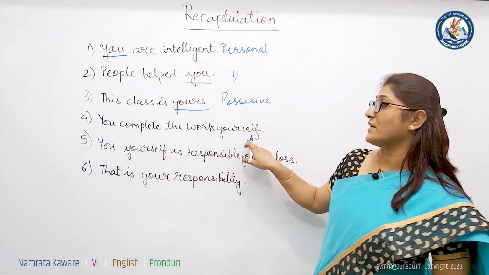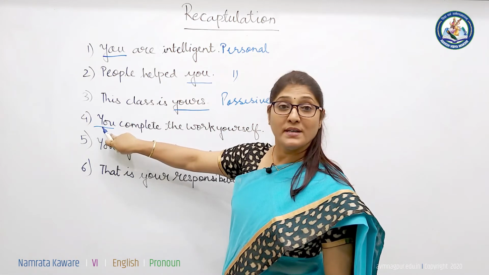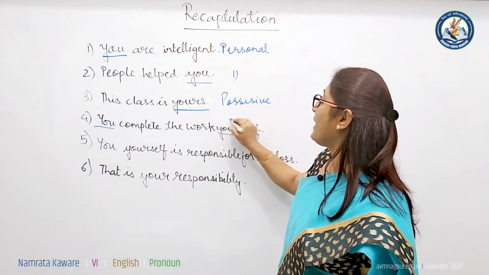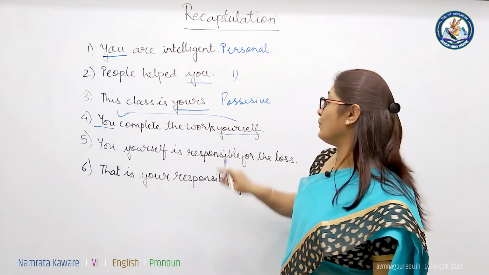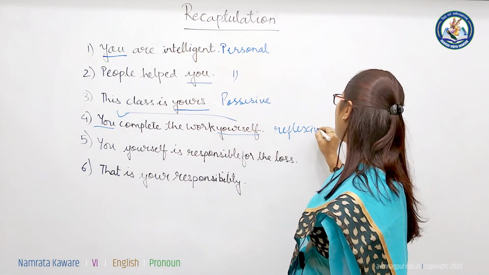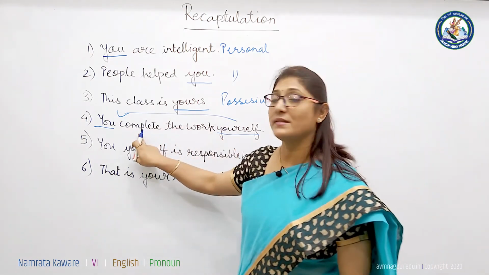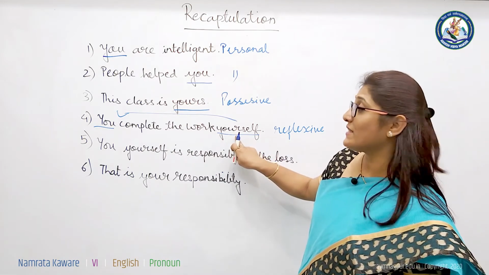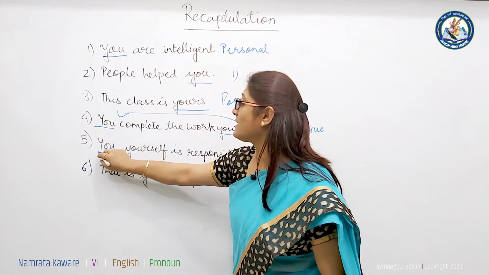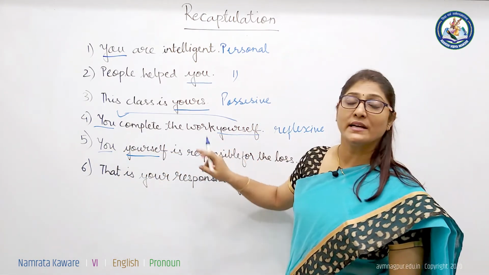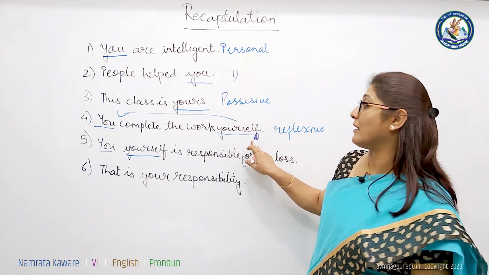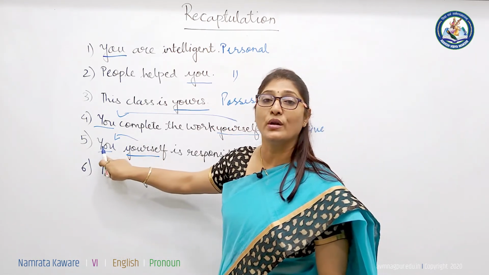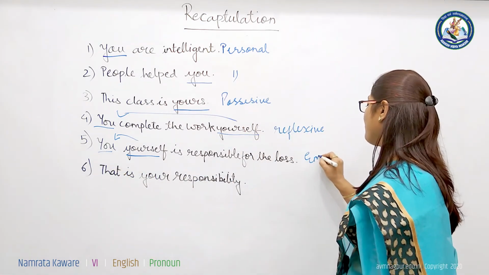You complete the work yourself. Again, you is second person and it is referring to a person, so it is a personal pronoun used in the subject's place. Yourself again reflects the pronoun you, and thus it is called a reflexive pronoun. And please always remember, reflexive pronouns are always written after the verb. You yourself are responsible for the loss. In the above example also we had you and yourself. In this example also we have you and yourself, but the places differ, and with the places the uses also differ. Here yourself is written exactly after the pronoun. It is emphasizing the pronoun you, and so it is called an emphatic pronoun.